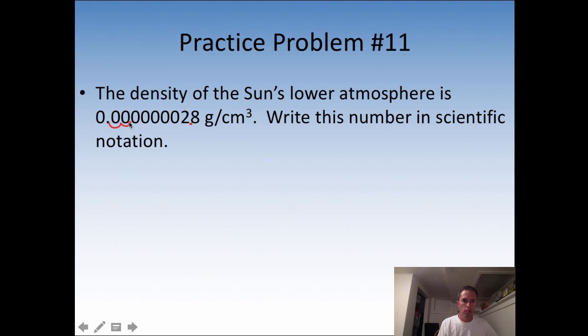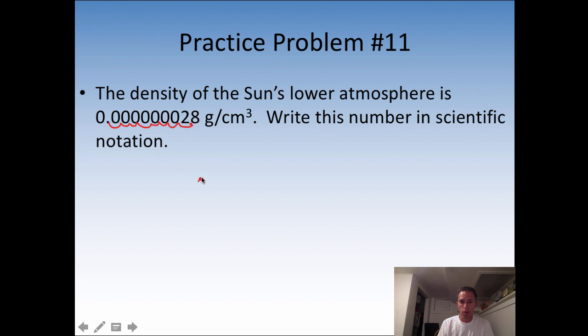So 1, 2, 3, 4, 5, 6, 7, 8. So we had to bump that decimal 8 times. And that's going to be important to remember. So let's write it in scientific notation now.